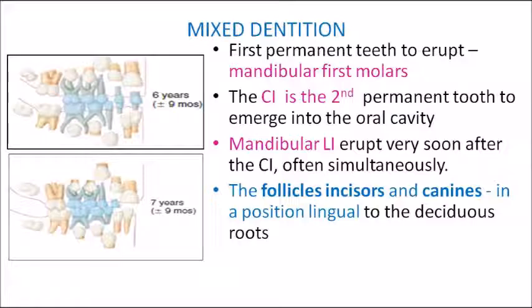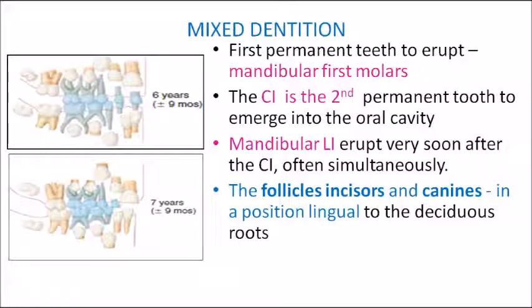So the first thing you have to notice here is that all the primary teeth are intact. All the primary teeth are present in the oral cavity, and the first permanent molars are erupting. So before the eruption of the permanent first molars, no other primary tooth will be lost. That's an important point. Only after the eruption of the permanent first molars will any of the primary teeth undergo exfoliation.